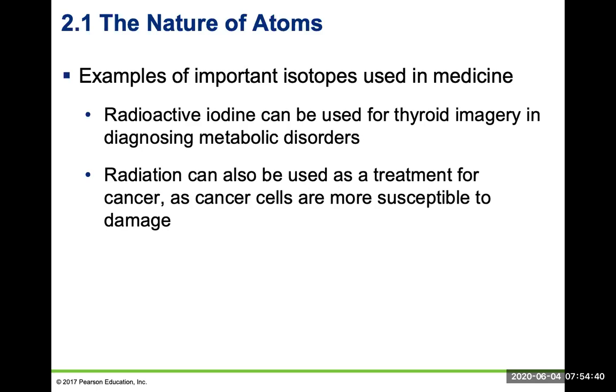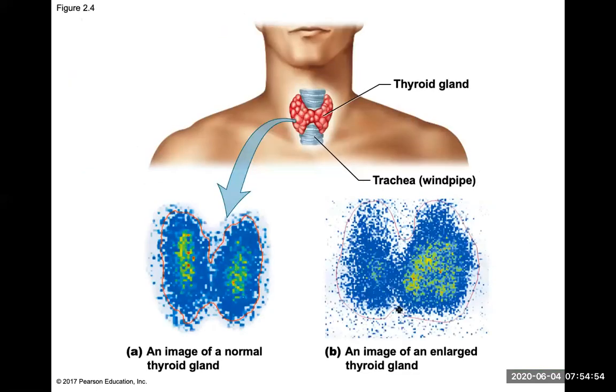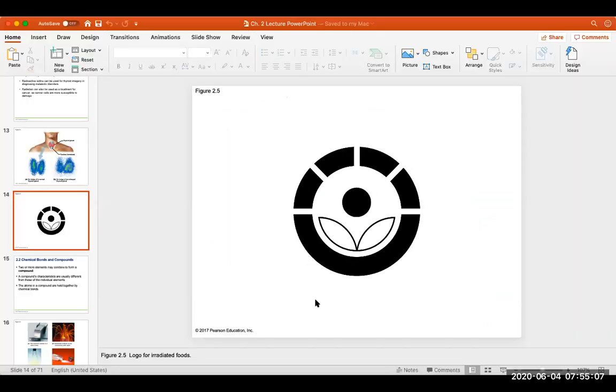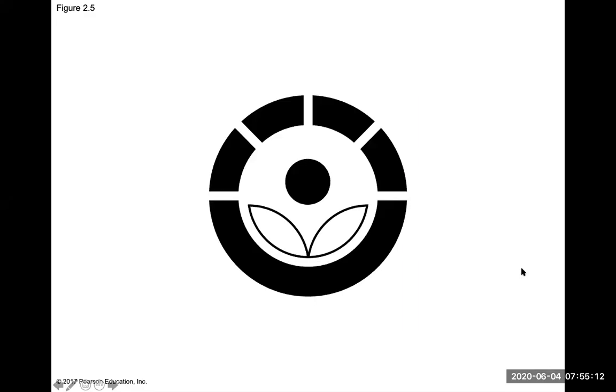Other examples of important isotopes in medicine: radioactive iodine can be used for thyroid imaging to help diagnose any sort of metabolic disorder. And like we said, radiation can help to treat cancer, as cancer cells are more susceptible to damage. This is an image of a normal thyroid gland and an image of an enlarged thyroid gland due to the radioisotope imaging that we can see. This is a logo for irradiated food. So if you ever see this logo, this means the food has been exposed to radiation.